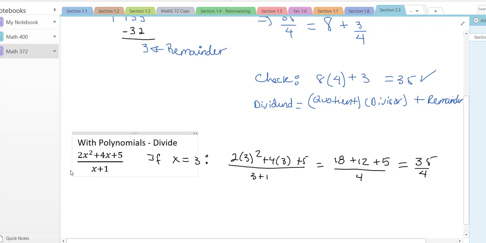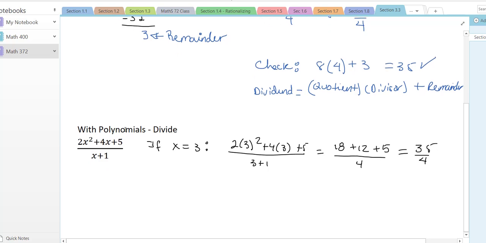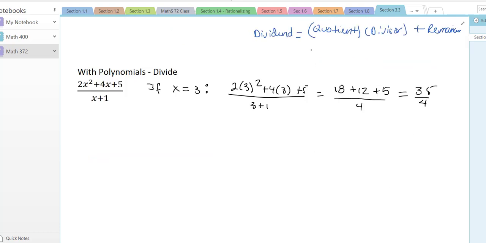So this division of polynomials, when x is 3, we get the exact same division problem from above. But x can be any number. Well, not any number, x can't be -1, because then -1 plus 1 will give us 0 in the denominator, which we can't have. But other than -1, x can be anything. So this can represent any number of different fractions.